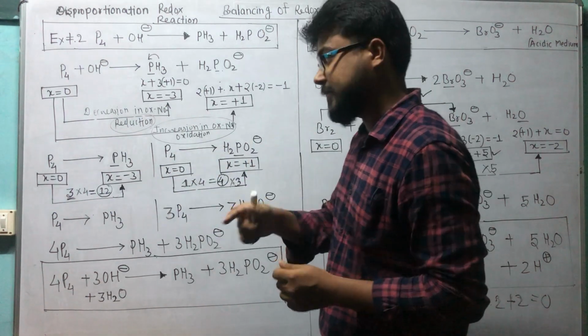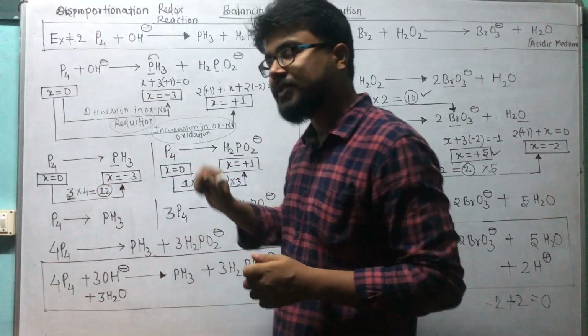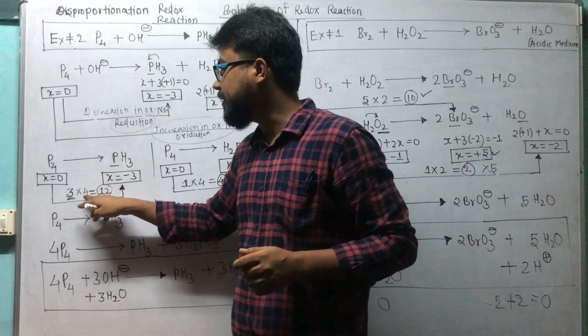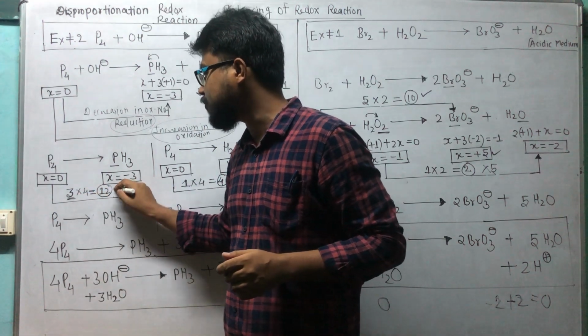I can repeat once again. Here 0 to -3, it is changed by 3. Because of 4P, I multiplied by 4. The answer is the factor is 12.